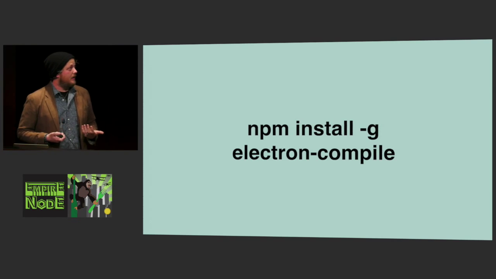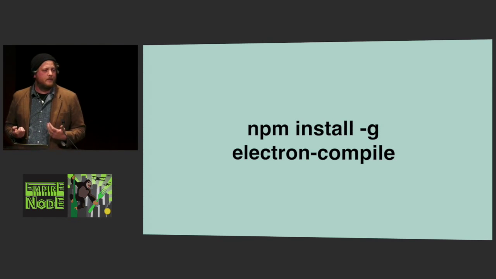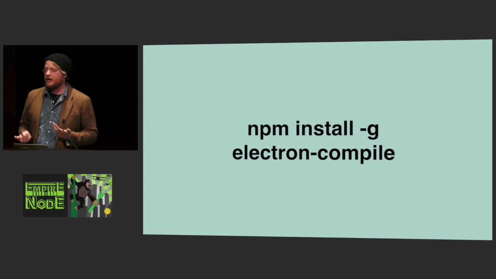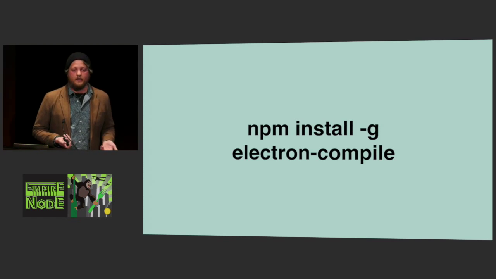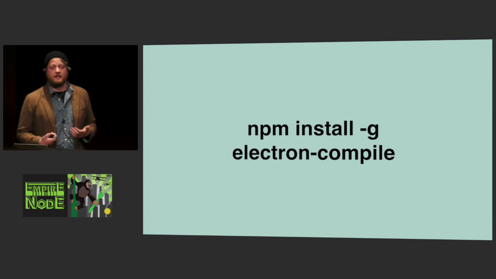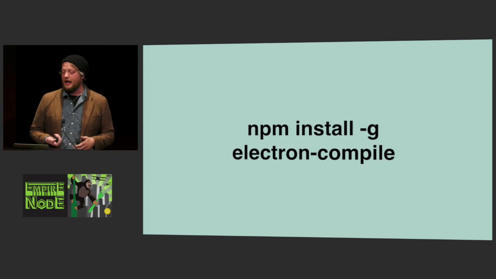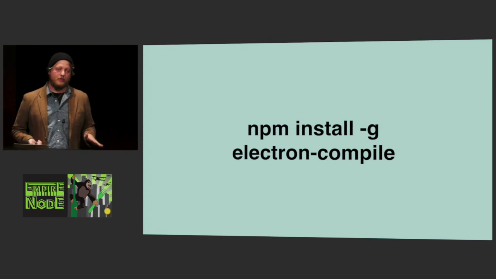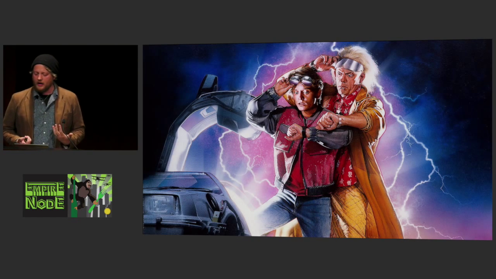And one of my favorites is Electron Compile. You install the module in your dev dependencies, and basically with one line at app ready, Electron Compile will see if a file ends in .coffee, if that's your thing, or also use Babel for any kind of ES6 transpilation that you want to do. TypeScript is supported as well, and Less for CSS. So by definition, it just handles those out of the box, and you never have to think about it again.